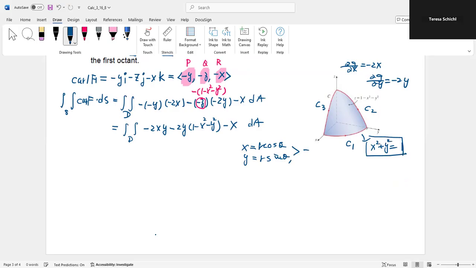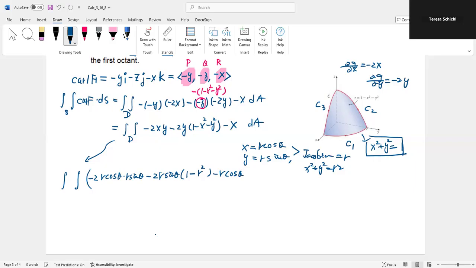So remember, in polar, my Jacobian will be equal to r, right? Now I can rewrite these integrations. Be careful here, everything I replace. So this is going to be negative 2 r cosine theta times r sine theta minus 2 r sine theta times 1 minus x squared minus y squared, which is 1 minus r squared, because x squared plus y squared equals r squared. Then minus r cosine theta. The whole thing times the Jacobian r. Then I have dr d theta.